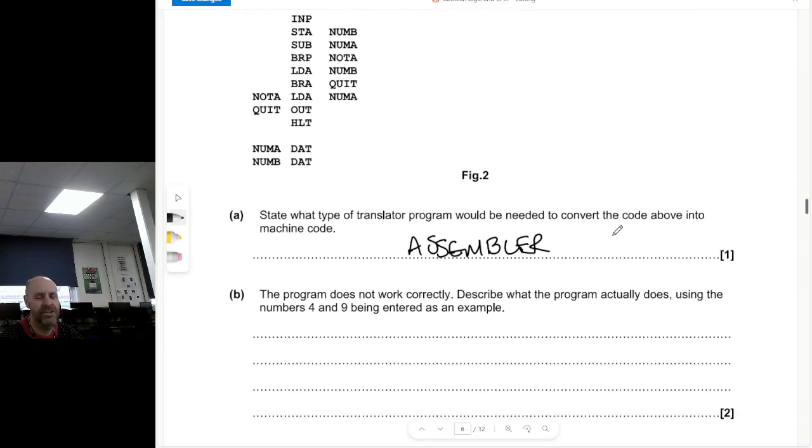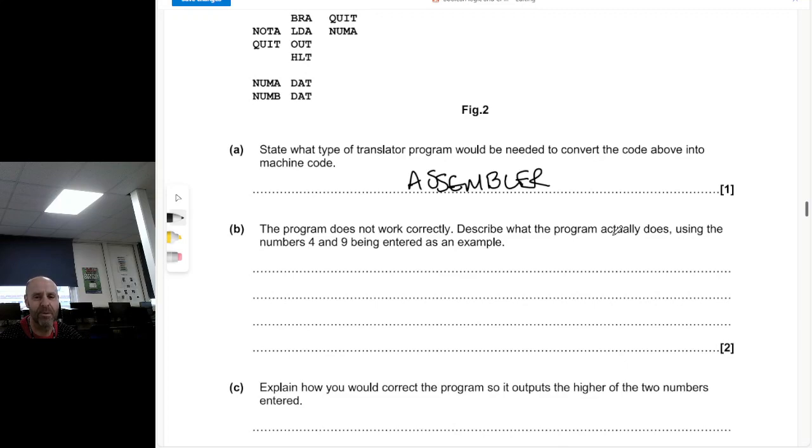Now, this was an interesting question because a lot of people didn't answer it properly. It gave us some numbers. If they give you some numbers, they want that used in the answer. Right, so this program compares the two numbers they've inputted, but it outputs the smallest. That's not what it was supposed to do, but that's what it does.